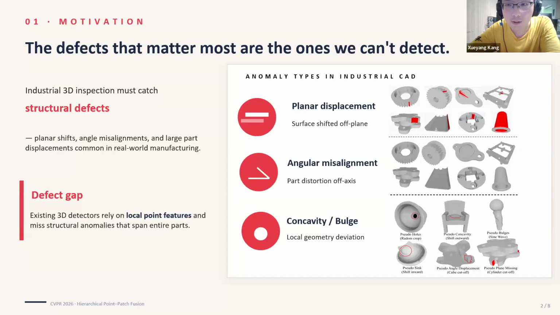The defects that matter most in industrial inspection are often the ones existing methods cannot detect. Real manufacturing produces planar shifts, angular misalignments, and large part displacements. Defects that span entire parts, not single points. The problem is that current 3D detectors are built around local point features, so they can only spot some small crack but miss a misaligned gear or planar offset entirely. We call this the defect gap, and we're trying to solve this problem.